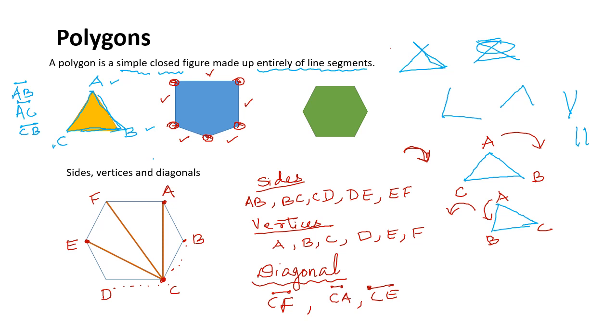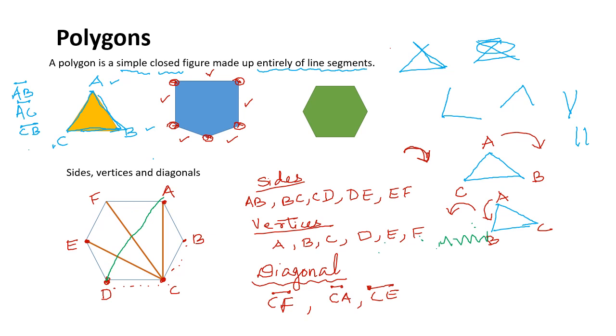Now suppose I am starting from point D. Let me change the color to green. From point D, if I draw the diagonals, what are the possible diagonals I can have? From D, I can join A. Now let me draw and join D and A.